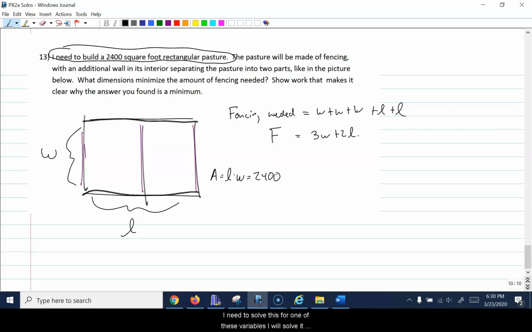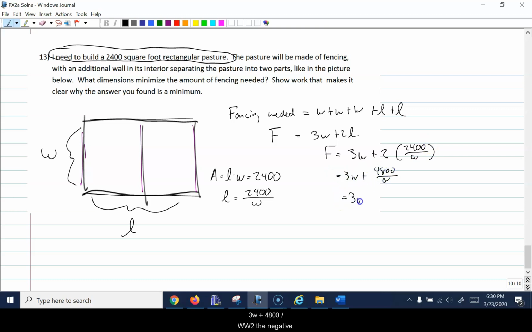I need to solve this for one of these variables. I'll solve it for L to get rid of the L, because writing cursive L's in math is annoying. Length is 2,400 over W, so my formula for fencing becomes 3W plus 2 times 2,400 over W. So that's 3W plus 4,800 over W. That's 3W plus 4800 W to the negative 1. Now it's a function of one variable. I need to minimize this, and I need to show how I know that it's a minimum.